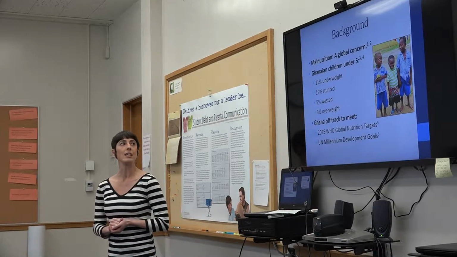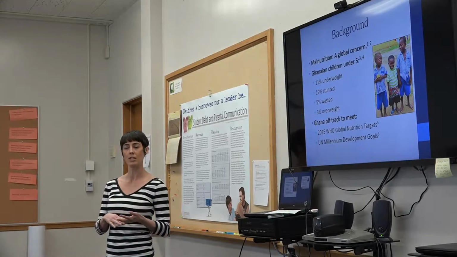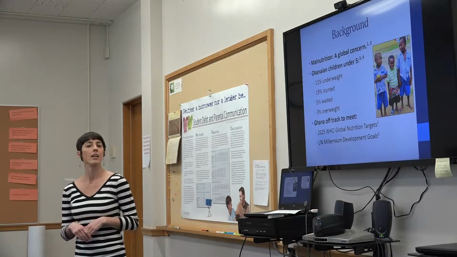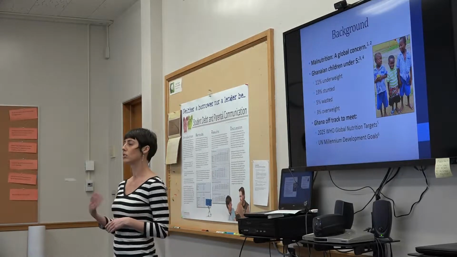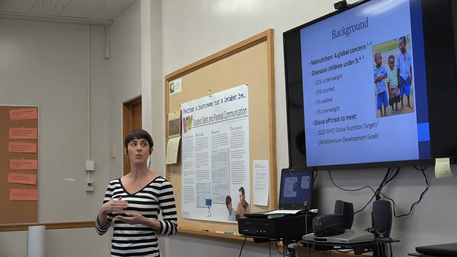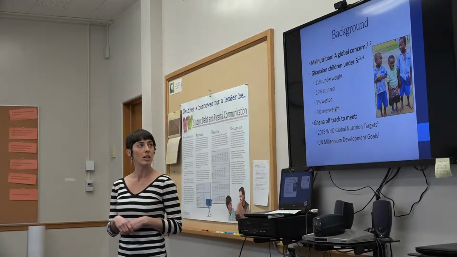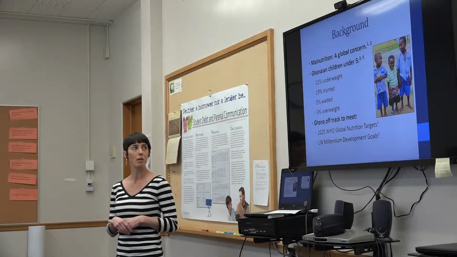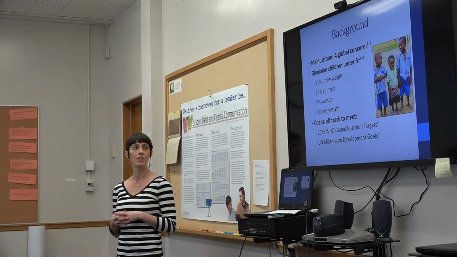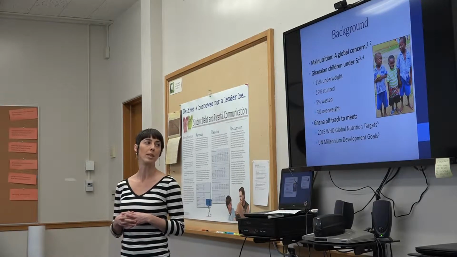So malnutrition is a global concern, and malnutrition includes conditions of both undernutrition, like stunting and wasting, and overnutrition, like overweight and obesity. In sub-Saharan Africa, they have seen slow progress to reduce rates of child stunting and wasting, as well as rates of overweight and obesity rising in children. In Ghana, among children under 5, there is an 11% rate of underweight, 19% are stunted, 5% are wasted, and 3% are overweight.